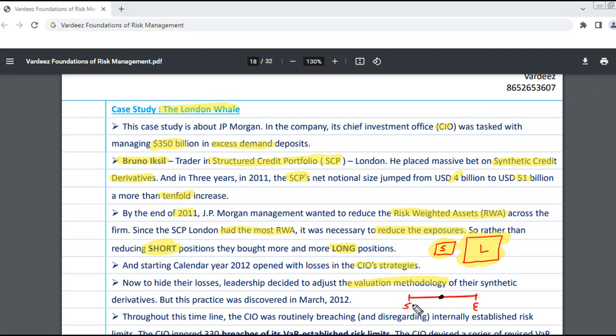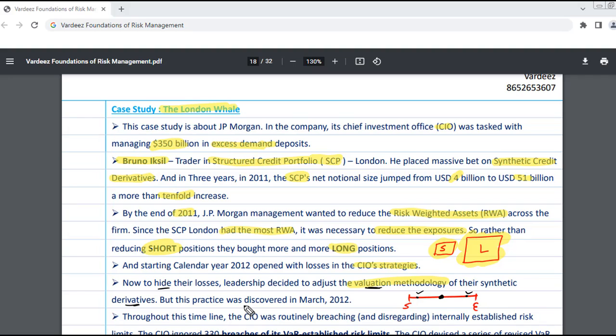Now what do we mean by that? Just imagine this is the starting price and this is the ending price, and somewhere in the middle we have the midpoint price. Now what they did is that they cherry picked the prices. For example, if this is the lower price, they will go ahead and report this. If for example this is the lower price, they will select this. So they started to manipulate the overall valuation methodology of their synthetic derivative just to hide their losses.